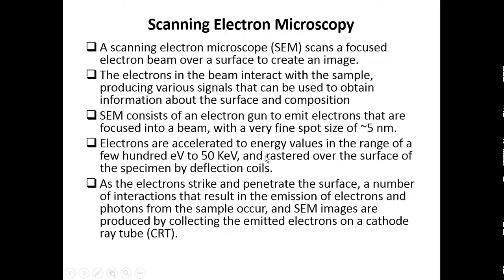And as the electrons strike and penetrate the surface, a number of interactions occur that result in the emission of electrons and photons from the sample, and SEM images are produced by collecting the emitted electrons. These emitted electrons, due to the specimen interactions, are collected by different secondary instruments connected to the scanning electron microscope, and that is then connected to a cathode ray tube in order to see the visual display of the sample observed. Okay.